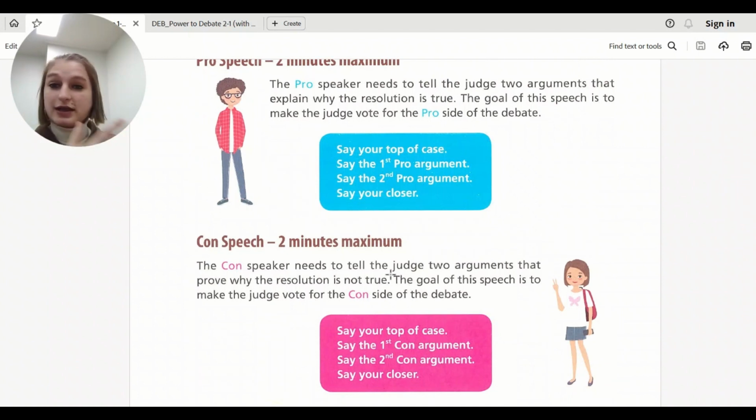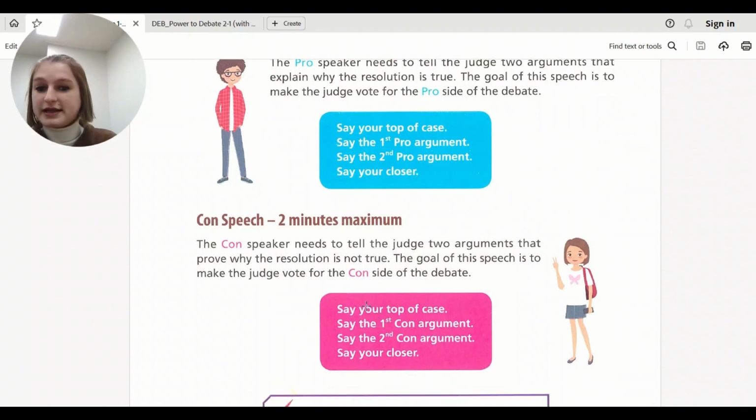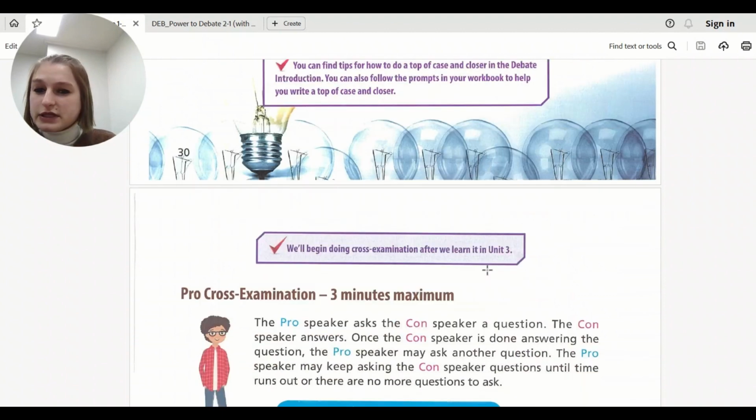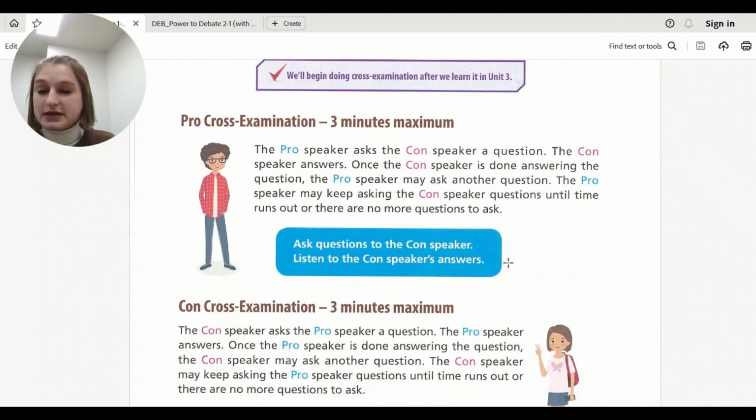The con speaker, again, like the pro speaker, tells the judge two arguments that prove why the resolution is not true. And again, they want to convince the judge to vote for their side. And again, they say the top of their case, the first and second argument, and their closer. After they do that, they will do cross examination questions.